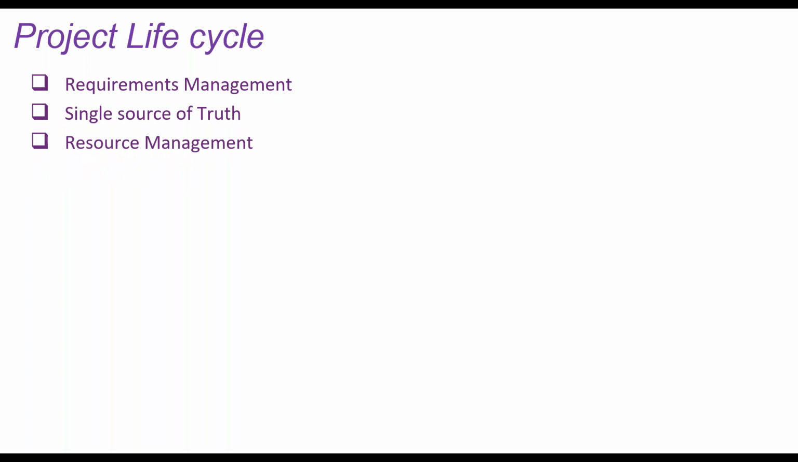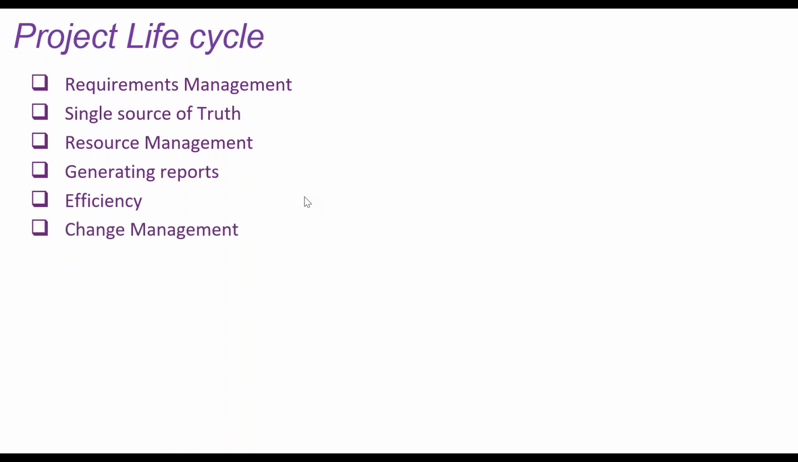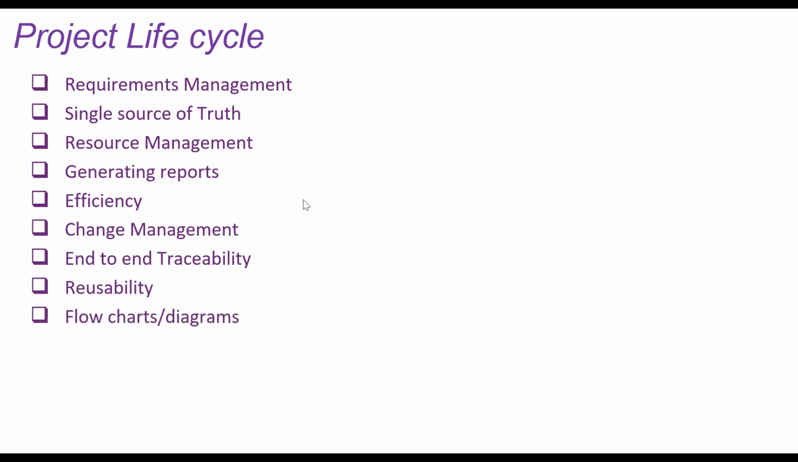So the things that are important to us, of course, in a project lifecycle, are requirements management. We want to have a single source of truth. We want to do resource management and generate reports for the work we have done. Efficiency, of course, is very imperative. Change management, end-to-end traceability, reusability, flowcharts, diagrams, and review and approval of work that you have created. And what if I told you that all that we have mentioned here is available online in one tool?